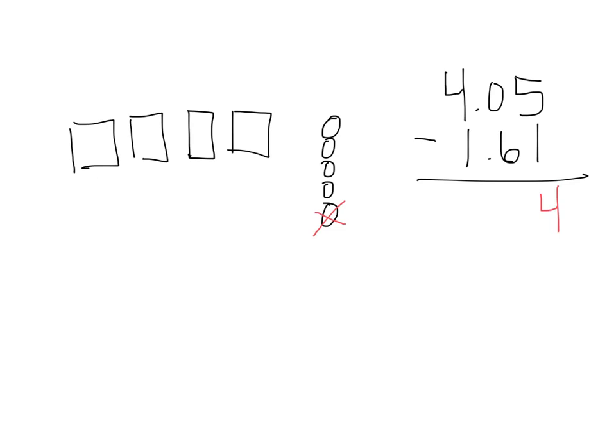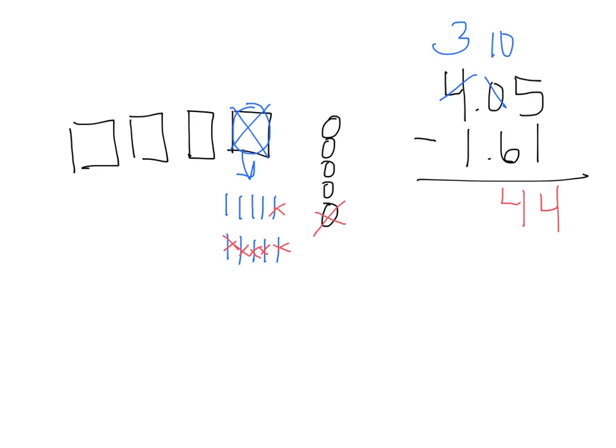I need to regroup. I need to take one of my wholes and regroup that into 10 tenths. So that makes it 10 minus 6. To show that in the quick picture, I'm going to circle and cross out one of my wholes. I'm going to draw my arrow and I'm going to do 10 tenths. 1, 2, 3, 4, 5, 6, 7, 8, 9, 10. Now I need to take away 6. 1, 2, 3, 4, 5, 6. And how many tenths do I have left?